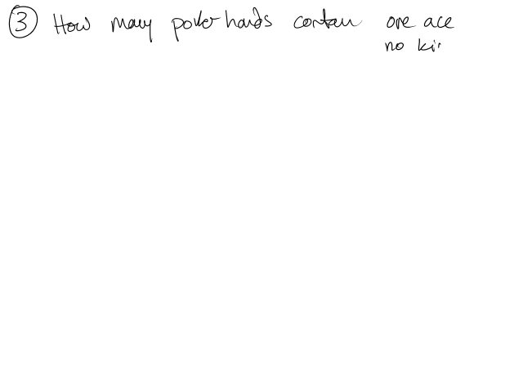Okay, on to number 3. This is a counting problem, and the question is how many poker hands contain exactly one ace, no king, and at least one heart. Okay, so there are these 3 constraints. There are 52 cards. I have to choose 5 cards with these properties.